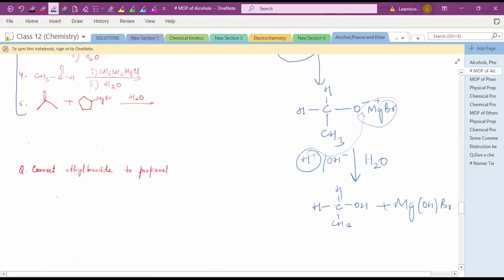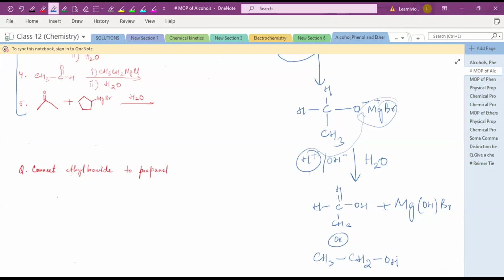And you can just arrange this. How can you write it down? This is CH3, this is CH2. This carbon has two hydrogens, so you can combinedly write it like this: CH2 and OH. So it's very simple. You just get the primary alcohol.